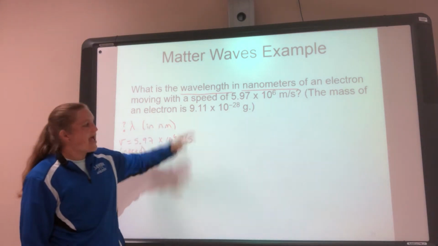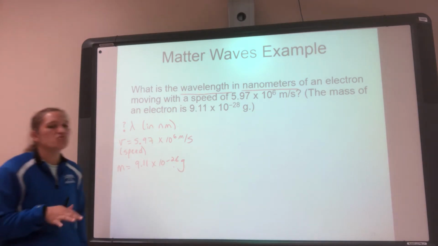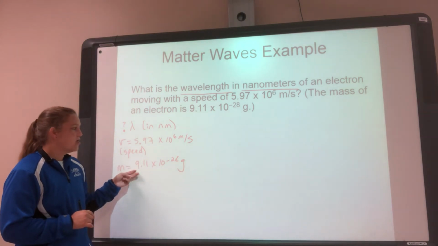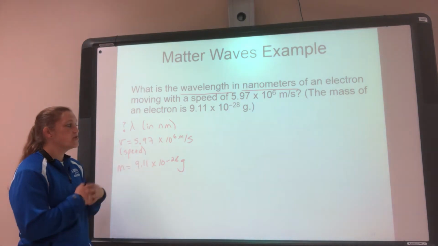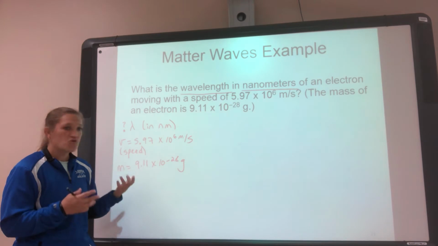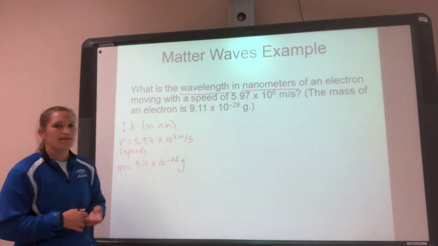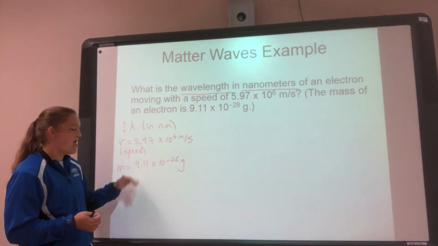And they also give me the mass. So the mass is 9.11 times 10 to the negative 28 grams. So de Broglie should really stand out because de Broglie's the only one that has speed and mass in it. So if I'm talking about the mass and the speed, then that gives me a hint that it's going to be the de Broglie equation. Because my c equals lambda nu has frequency, not speed. My other equation has energy in it. I don't have energy. Then my Rydberg has n's. So de Broglie's the only one that has speed and mass.